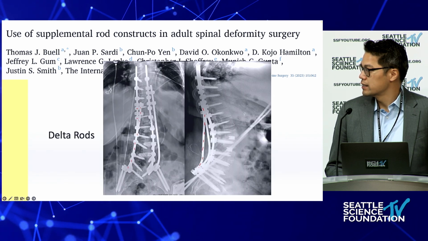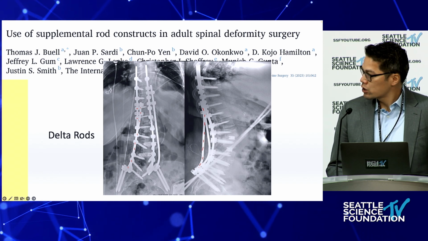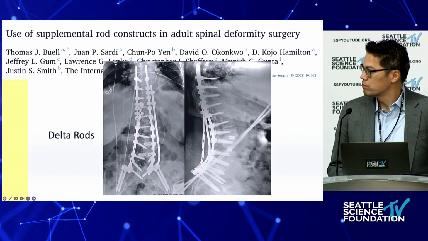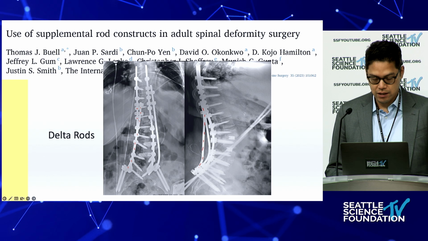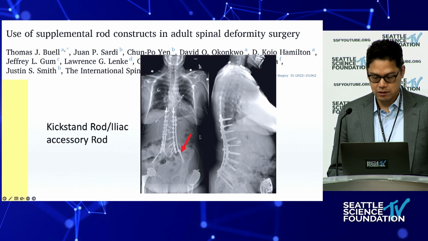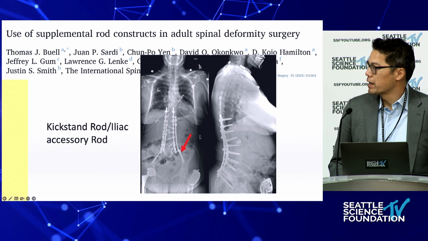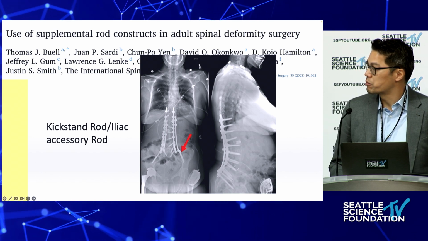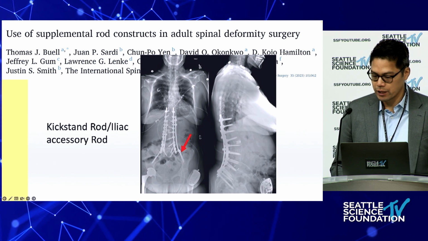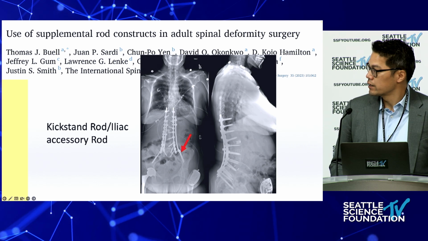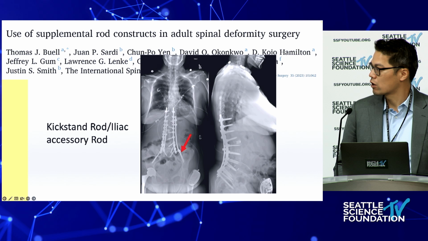A delta rod is a rod that's connected at the proximal and the distal end, but not contoured in the middle, and they serve mostly to buttress the construct across the osteotomy and provide some more stability. And then there's the kickstand rod or the iliac accessory rod. This is basically a rod that's connected to the primary rod proximally, and then distally it's connected to a separate pelvic screw. So it's useful in terms of getting additional coronal correction, or also as a supplementary rod across the lumbopelvic junction.